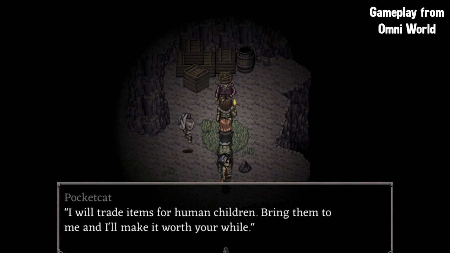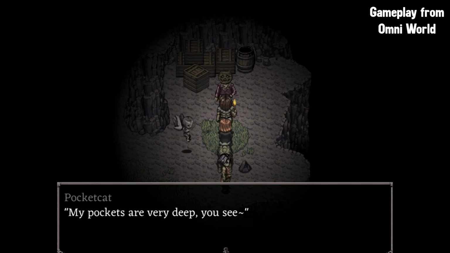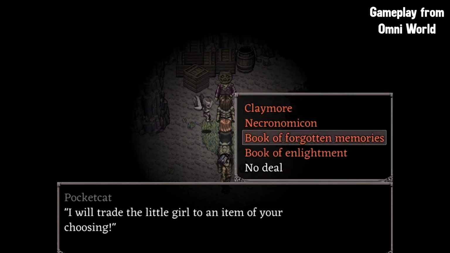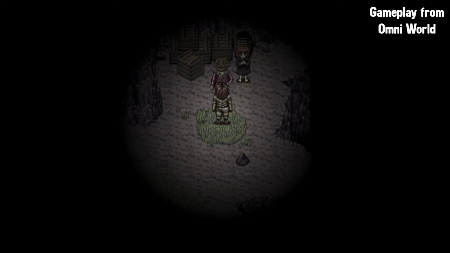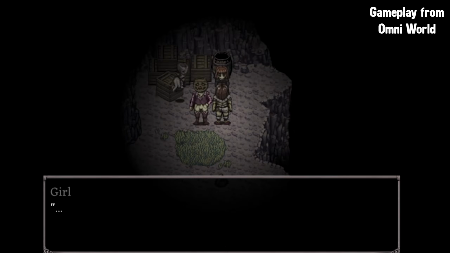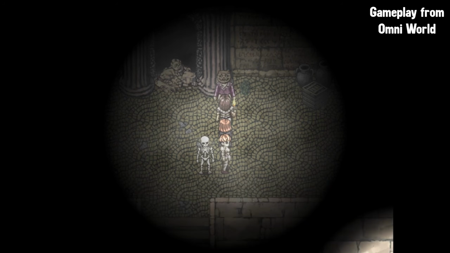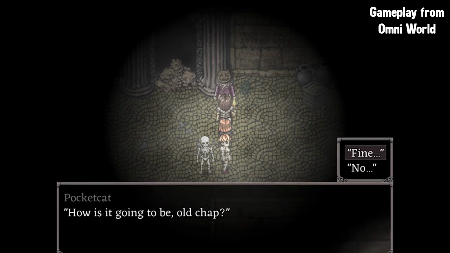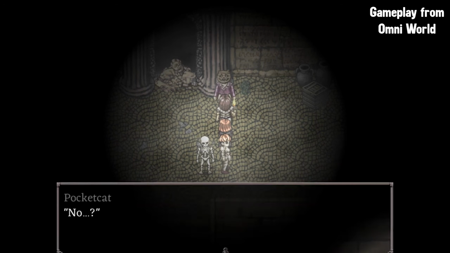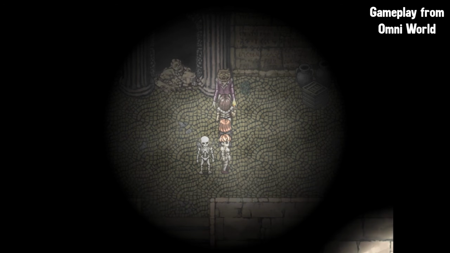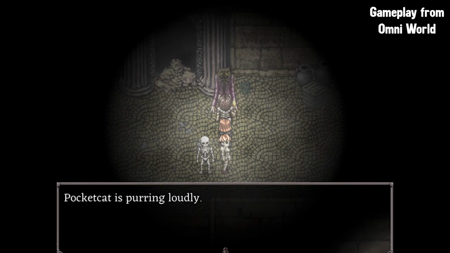If you're actually willing to give him a child, either the girl or a demon kid, he'll offer you a valuable item. And after you've given him a child, he'll start rubbing his pockets. The implications are horrifying. Furthermore, if you deny him once, and later on in Mahabharata deny him again, he'll get so angry.